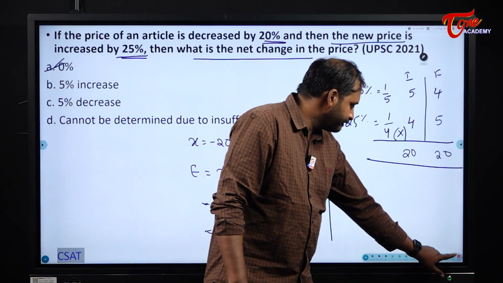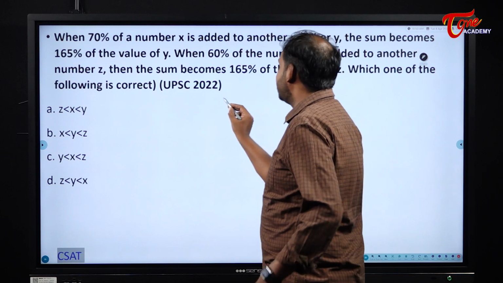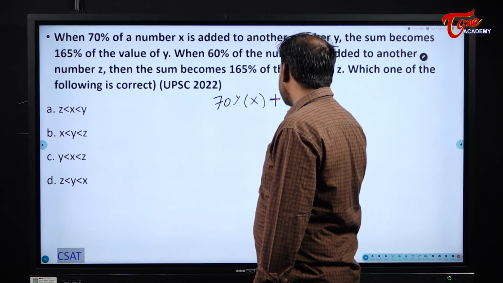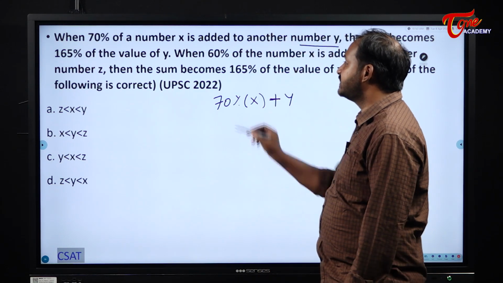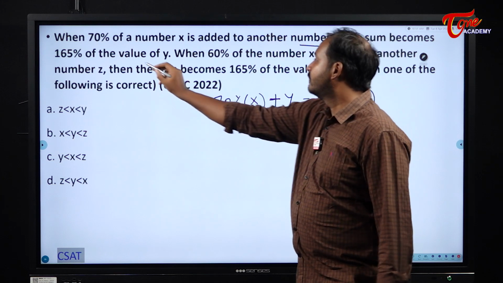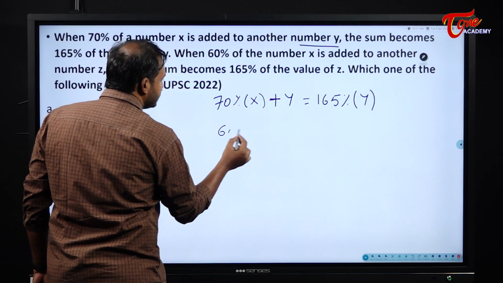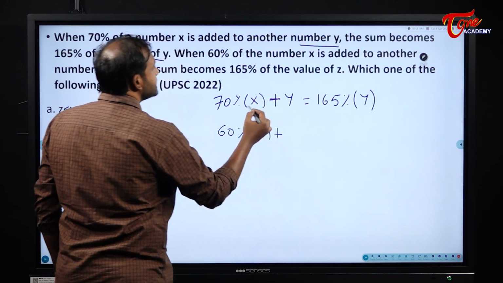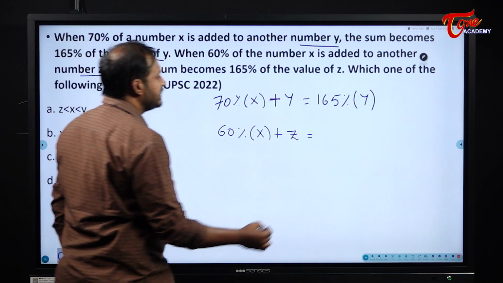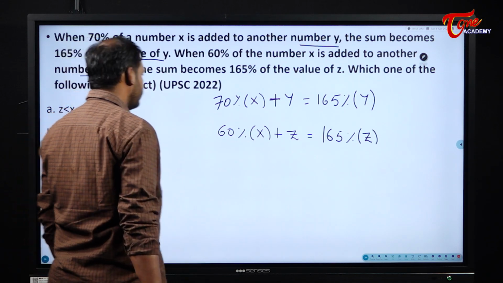Okay, next one. When 70% of a number x is added to another number y, that means what will you write? 70% of x plus y, the sum becomes 165% of y. When 60% of number x is added to another number z, the sum becomes 165% of z. Which one of the following is correct?